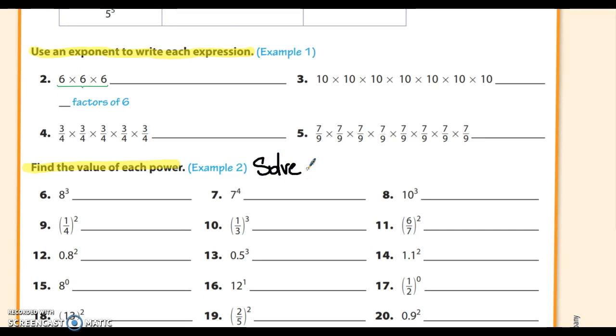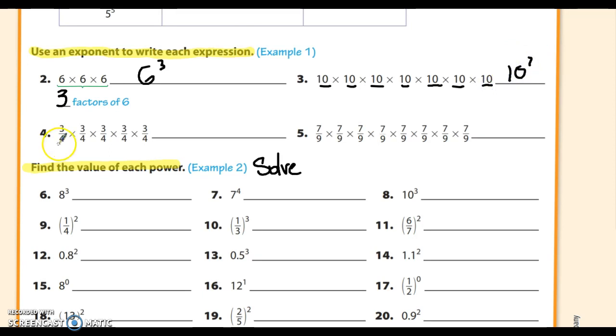Instead, what we're going to do is we're simply going to count. There are 3 factors of 6, so we're going to write 6 to the 3rd power. This is all we have to do when it says write each expression. Number 3, I'm just going to count. 1, 2, 3, 4, 5, 6, 7. So the exponent is 7. The base is 10. So it's 10 raised to the 7th power.